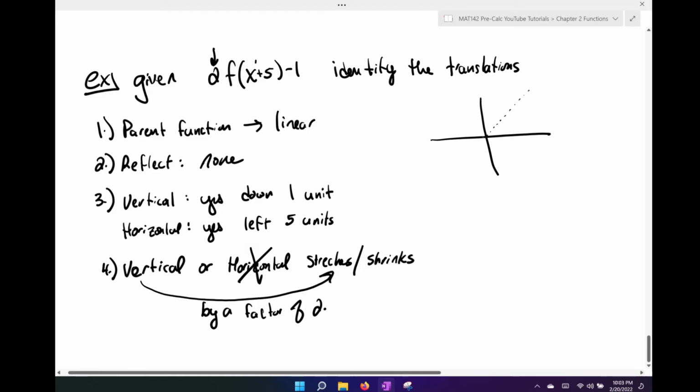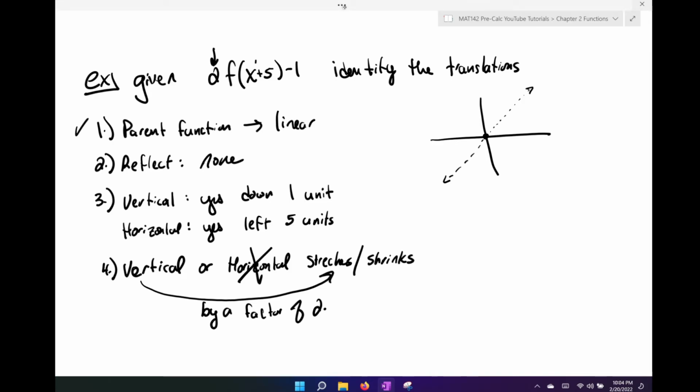Here's our parent function, which is a linear function. Notice the origin would be like that focal point. Now, according to my steps here, step 1, linear, check. Reflection, none. Am I going to shift this vertically? Yes, I'm going to go down 1 unit and then to the left 5 units.